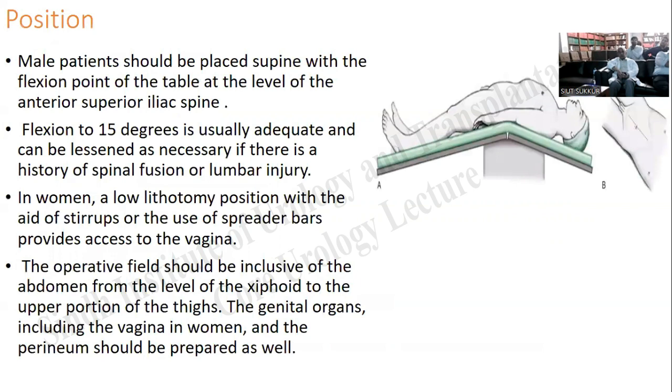Positioning. The male patient should be placed supine with the flexion point of the table at the level of the anterior superior iliac spine. Flexion to 15 degrees is usually adequate and can be lessened as necessary if there is a history of spinal fusion or a lumbar injury. In women, why is this position important? What is the significance of this extended position?